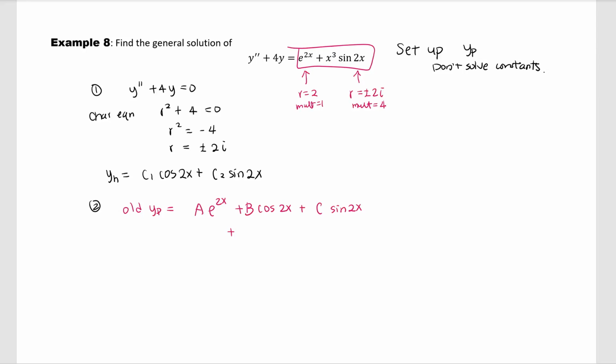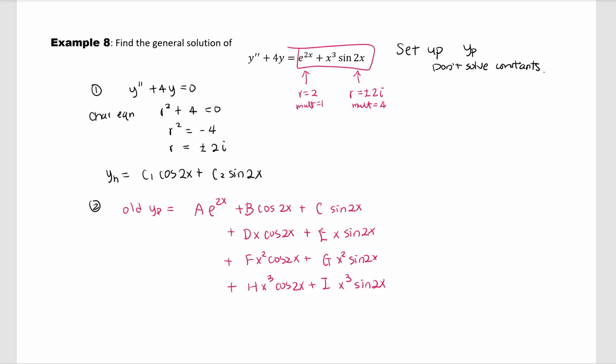So A, B, C, D, E, F, G, keep going until you have x cubed. A, B, C, D, E, F, G, H, I. Okay, yes. That is our old setup. Okay, everybody?